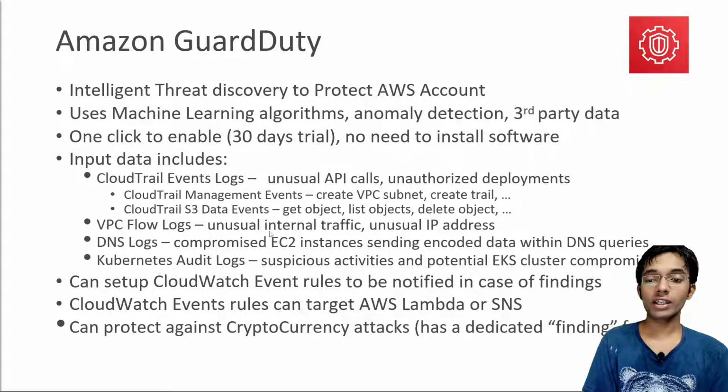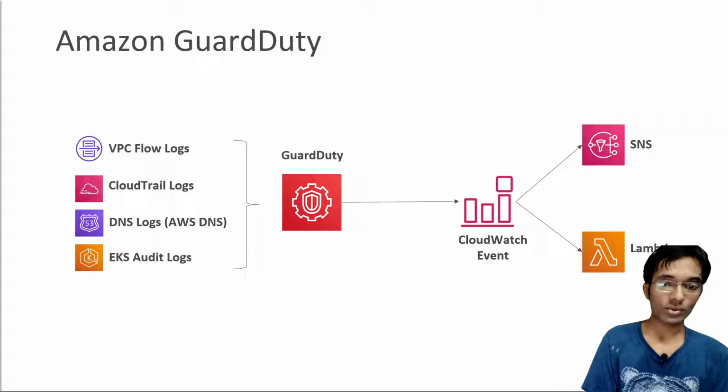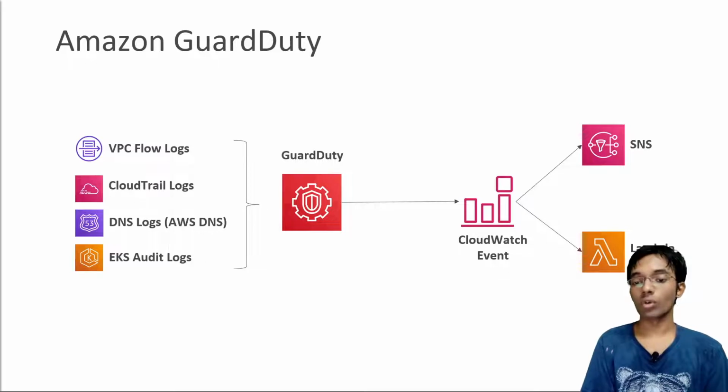So to summarize, GuardDuty analyzes your VPC flow logs, your CloudTrail logs, your DNS logs, as well as EKS audit logs, Elastic Kubernetes Service audit logs. They all go into GuardDuty, and then thanks to the CloudWatch event rules, you are going to get Lambda functions or SNS topics being notified, and you have the full picture of Amazon GuardDuty.